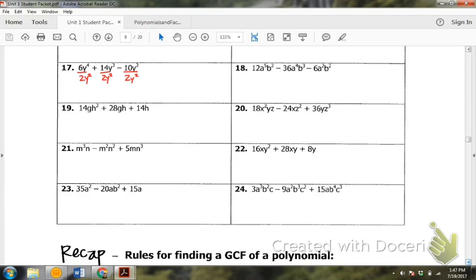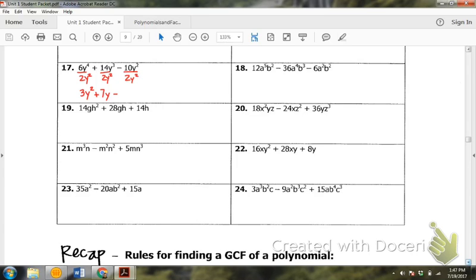Okay, so now we can do 6 divided by 2 is 3. y to the 4th divided by y squared is y squared. Let's get in the habit of that, okay? Y squared. 14 divided by 2? 7. Good. Plus 7y.